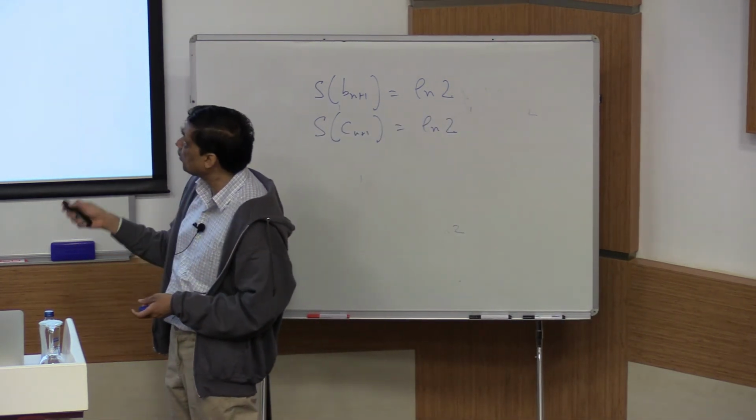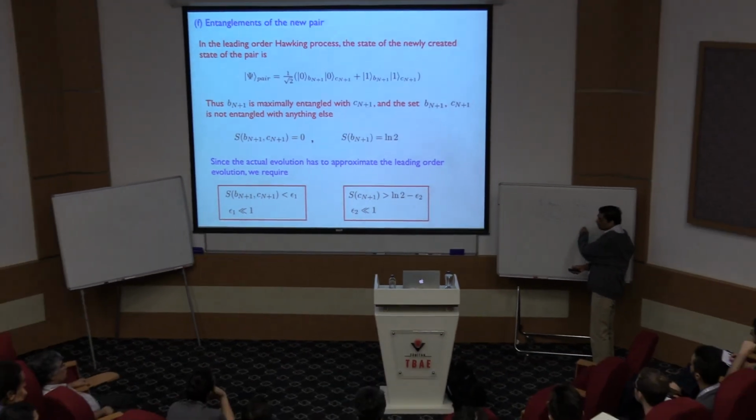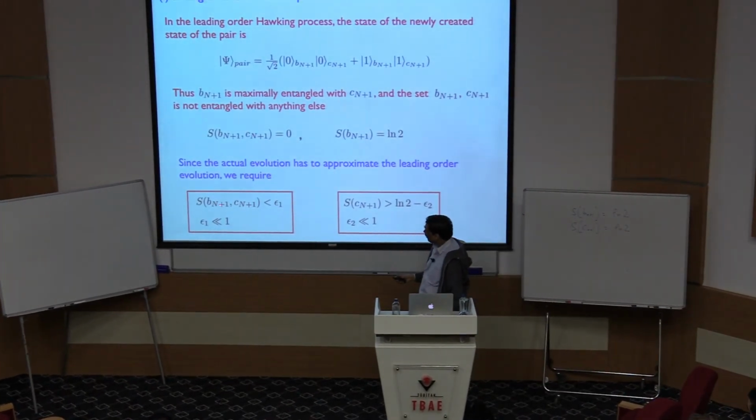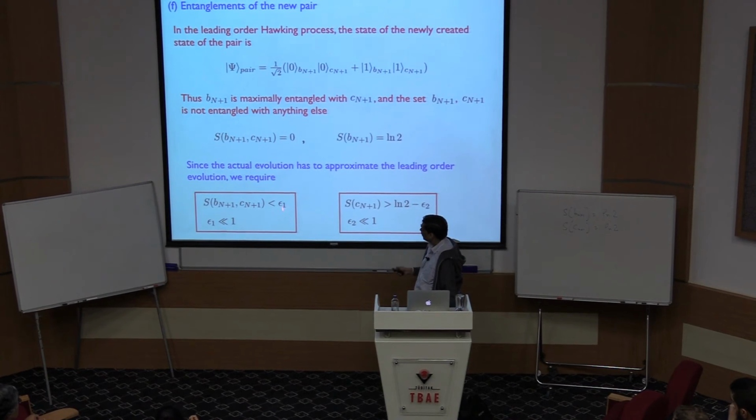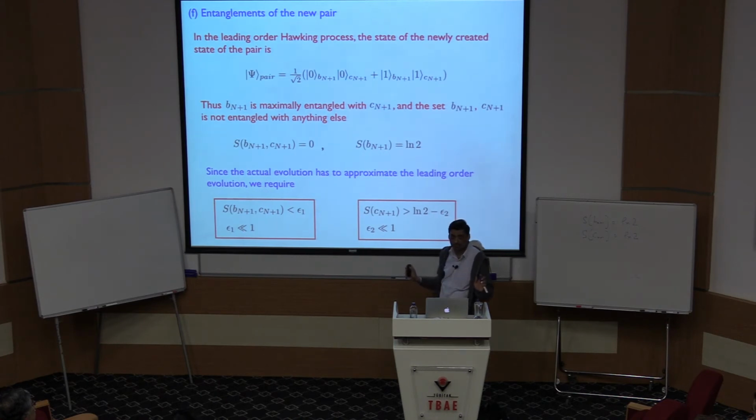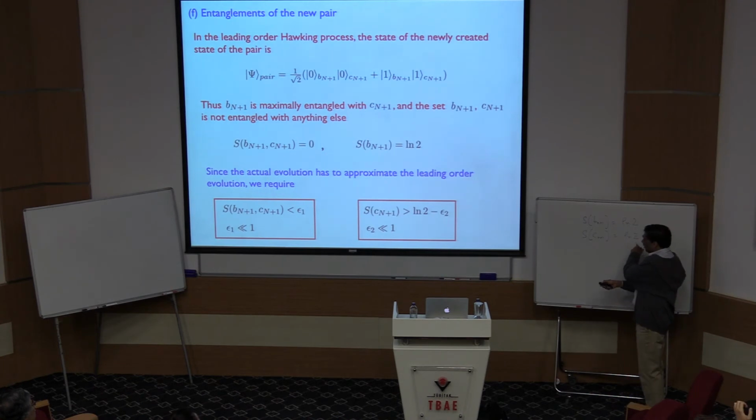So let's see if everybody is okay with these two numbers. And also the same thing for C, which I forgot to write on the screen. Now let's put in the small corrections. Because if you make small corrections, this number was 0 to leading order. Let's say it has to be less than some small number epsilon 1 even after I put my corrections. Does that sound reasonable? The entanglement of Cn plus 1 was log 2 at leading order. It can decrease. So let's say it decreases but doesn't become less than log 2 minus epsilon 2, and epsilon 2 is small again. Now I have put in my small corrections.